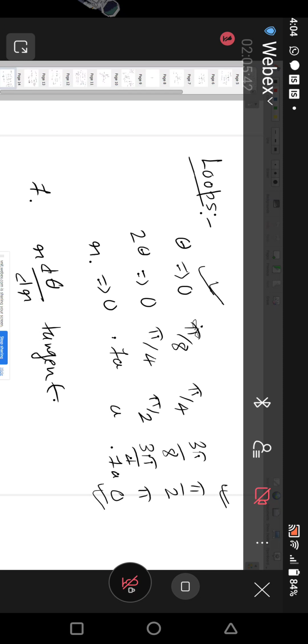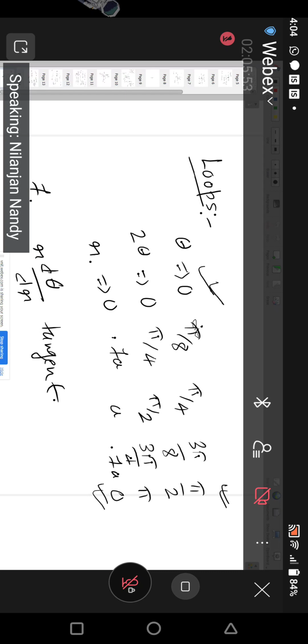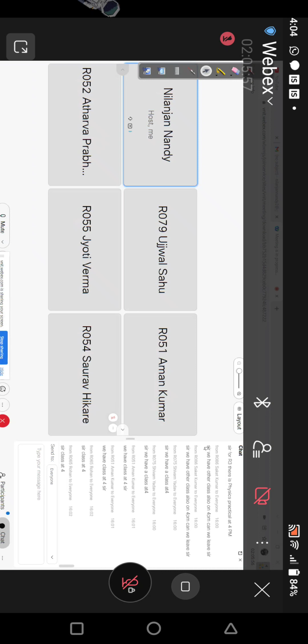And the loop can be easily checked. What you are doing is starting from a value and ending at a value, and you are checking within this range if the value is returning or not. At 0 point we are having 0, again at the point pi by 2 we are having 0, so we are getting the loops here. So similarly you can calculate the following results.